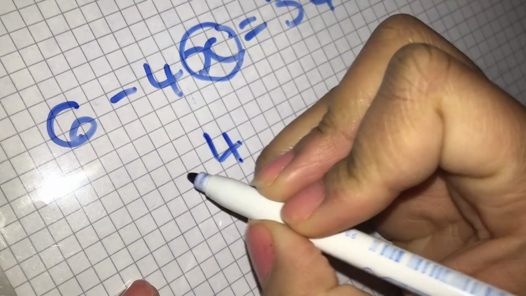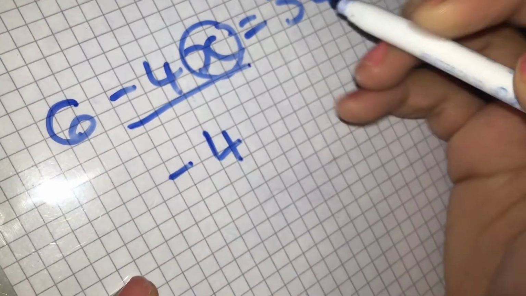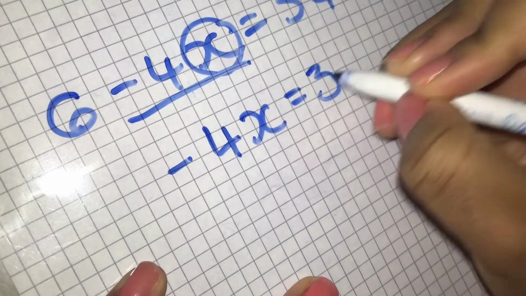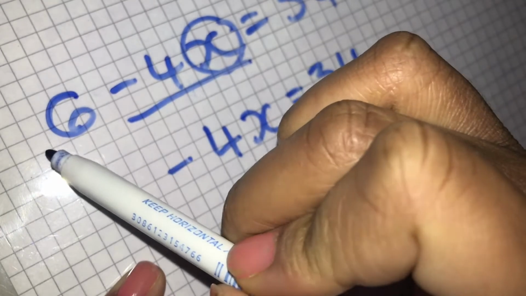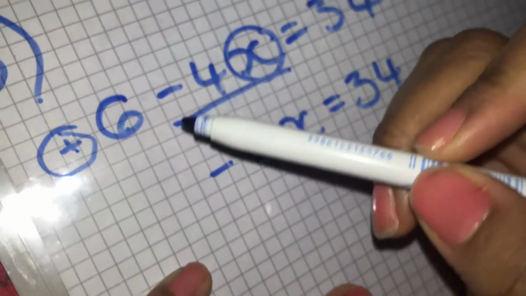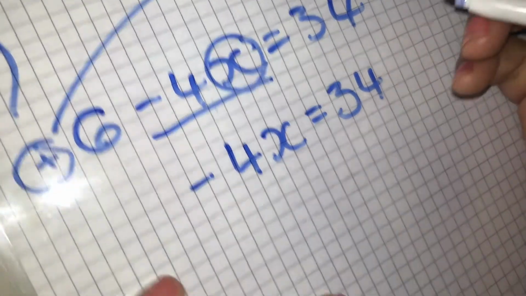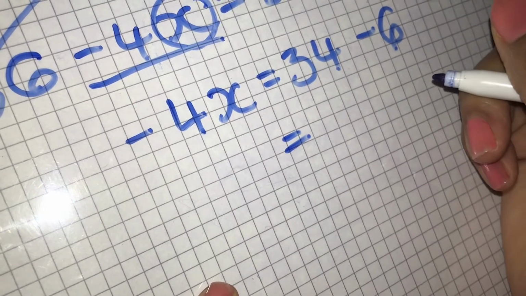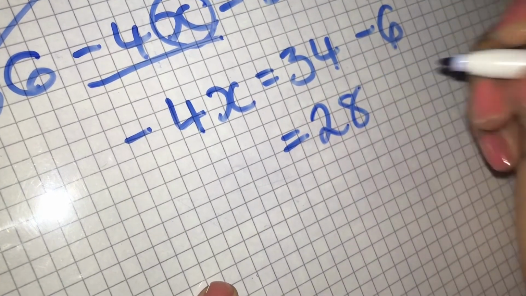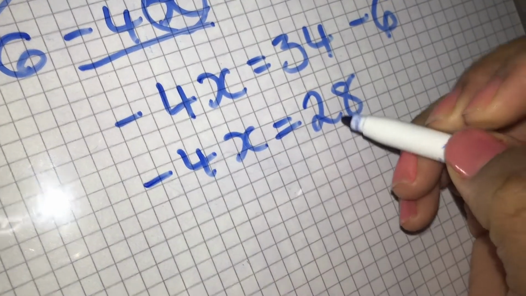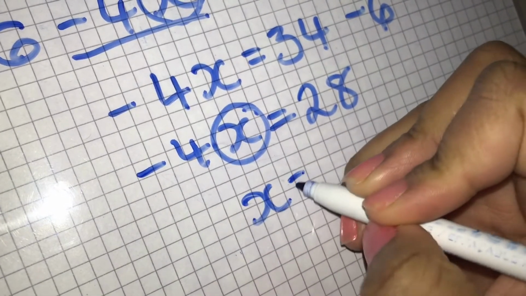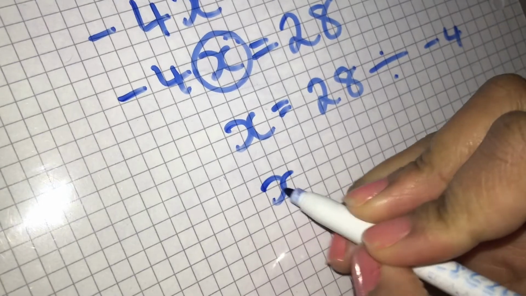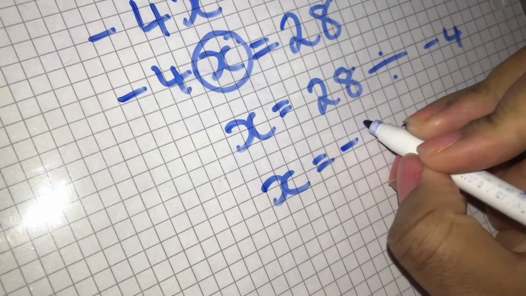So it's minus 4x, not positive, it's minus 4x equals 34. We're going to move this plus 6, there's a plus here that we can't see, an invisible plus. Move that over, that's going to become a minus. So 34 minus 6 is 28. So minus 4x equals 28. So we need to get this x on its own. So x is going to equal 28 divided by minus 4, which is minus 7.